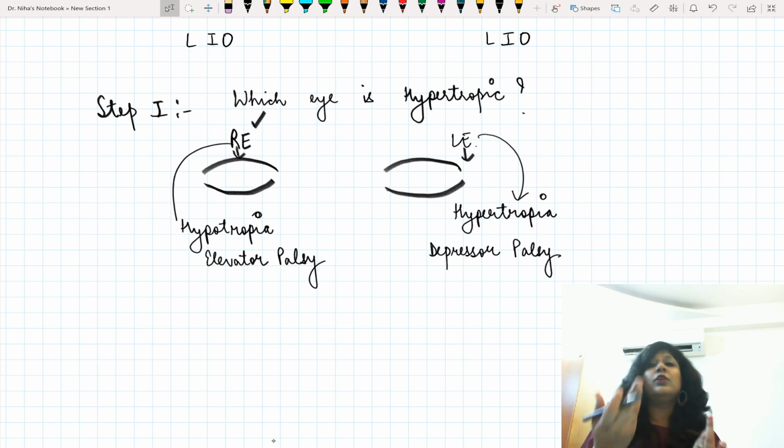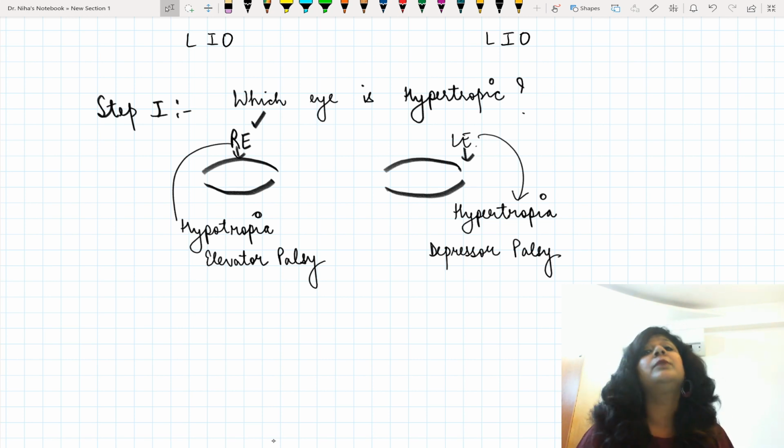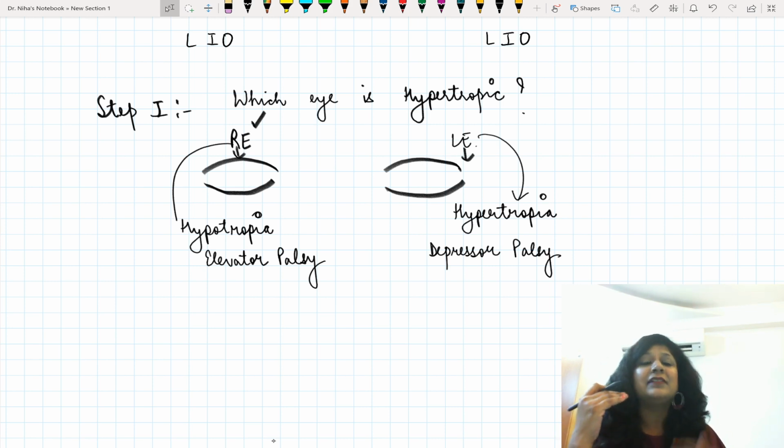So it's not good that you try that, because if you are habitual of that, then at the time of examination you will be in trouble because you won't be having the paper and pen there. But this much you can think in your mind: this eye hypertropia, so depressor palsy; this eye hypotropia, elevator palsy.